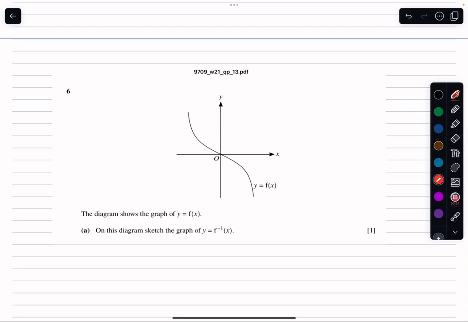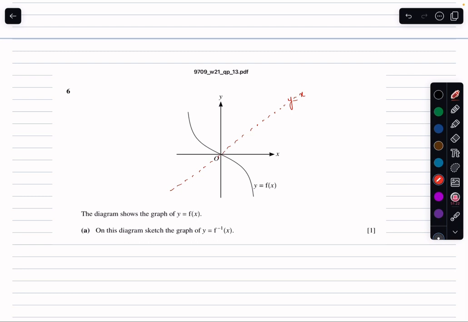The next question has been taken from Winter 2021, variant 3, and it says the diagram shows the graph of the function, and on this diagram we have to sketch the graph of y equals f inverse. If we have to sketch the graph of f inverse, then obviously the first thing is to have the line y equals x.